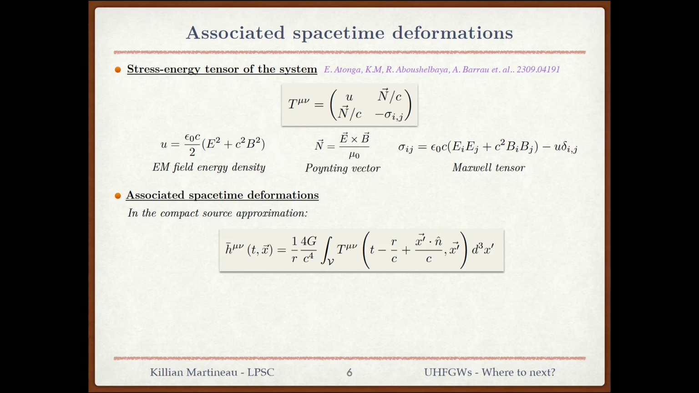Once you know the form of T mu nu, you can compute, thanks to the wave equations, the associated space-time deformations. To do this, we placed ourselves in the compact source approximation. So at this stage, we know the expressions of the E and B field in a certain frame that I can denote as the laboratory frame.